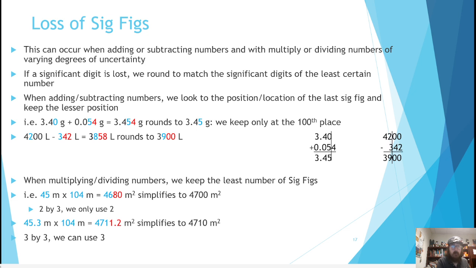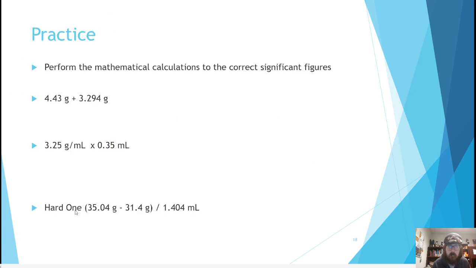However, if I know it's a 45.3 meter rug, 45.3 and 104, suddenly I can say the number is 4711.2, and that rounds to 4710. I know I need a slightly bigger rug because of that, all because of that 0.3 that we maybe ignored before.